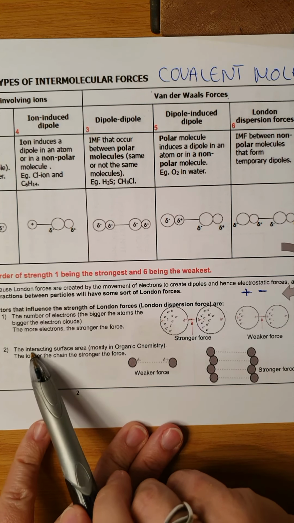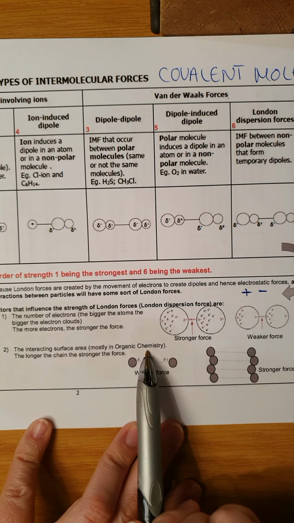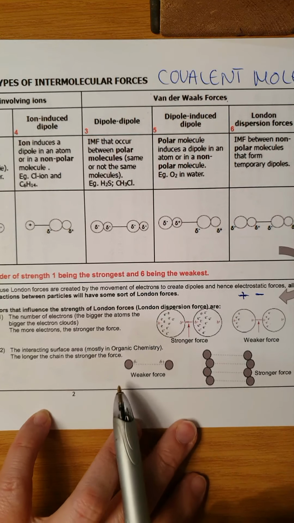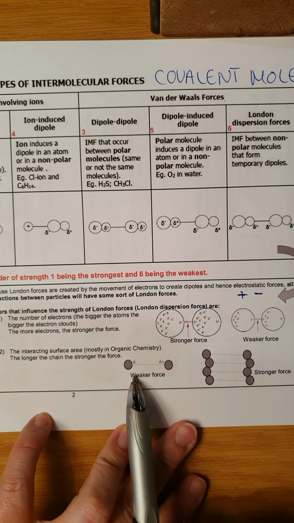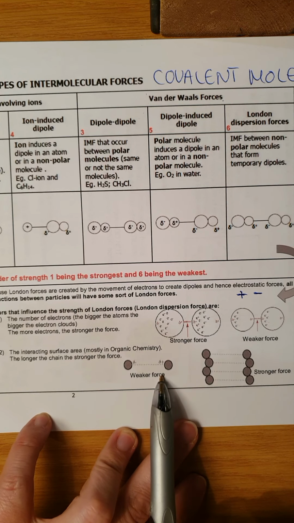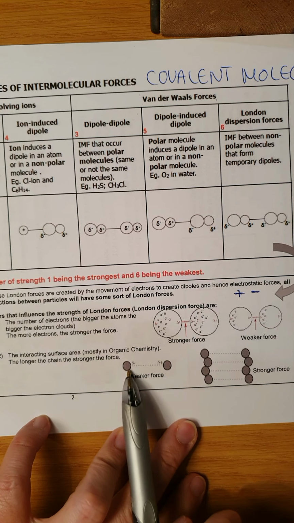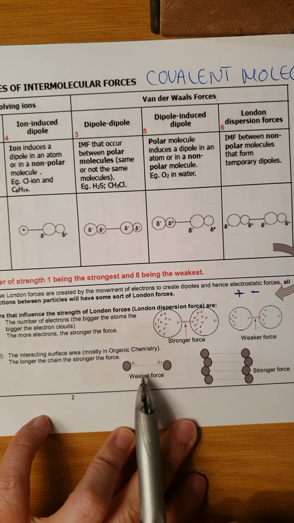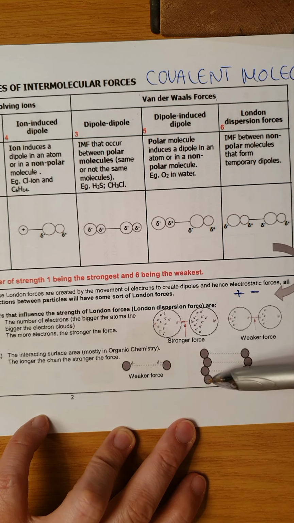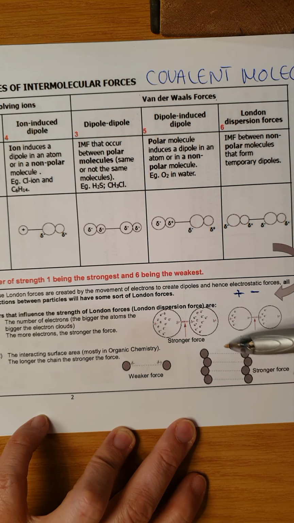Then the second thing is the interacting surface area. This is mostly in organic chemistry, but I want to just bring it up here as well. So here we have a single atom and a single atom. There they have a force of attraction, or let's just call it a particle, not an atom. Let's just say there's a particle and a particle. Could be a molecule, because this side's negative, this side's positive, and we have a weakish force here. Now look what's happened here. Here we have a string of these particles and a string of those particles. So there's 1, 2, 3, 4 forces happening between here. So this creates a much stronger London force than just between the two.